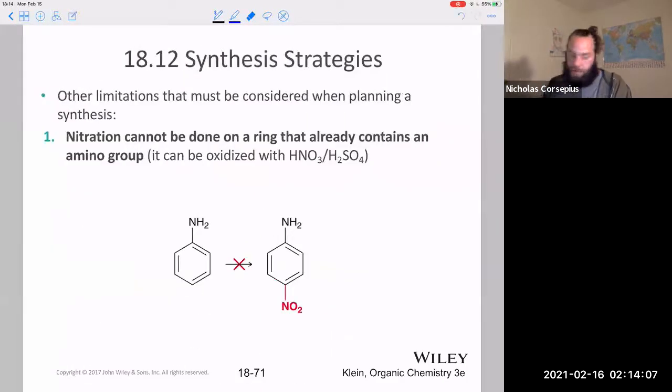Okay. Other random limitations that we have to consider. You cannot nitrate aniline. By that, I mean we cannot do a nitration reaction on a benzene that already has an amino group. It turns out that it won't actually nitrate the ring. It will just oxidize the amine group back to a nitro group.